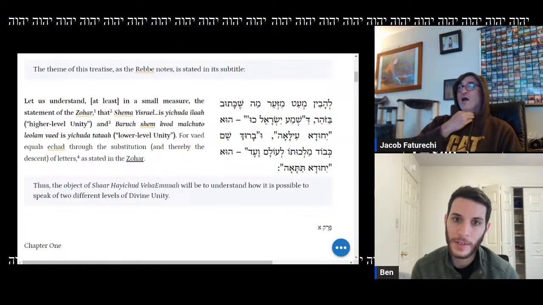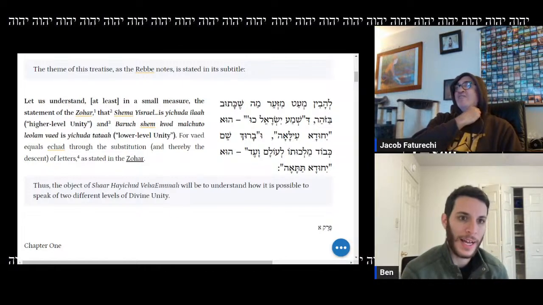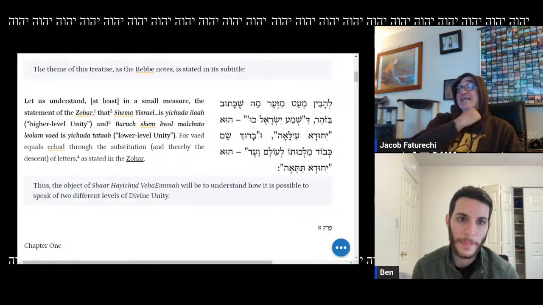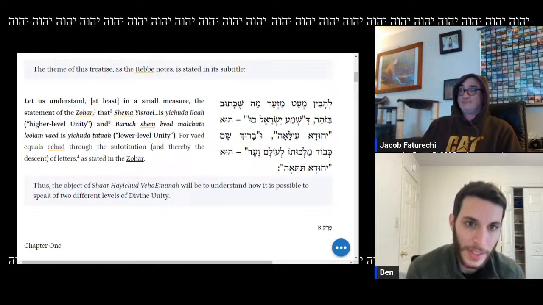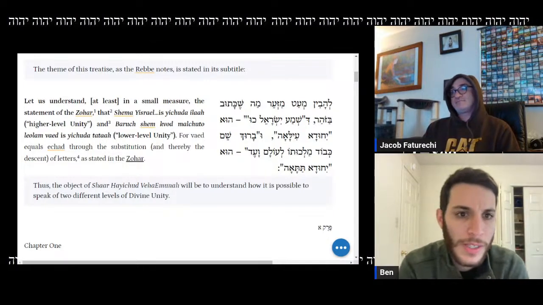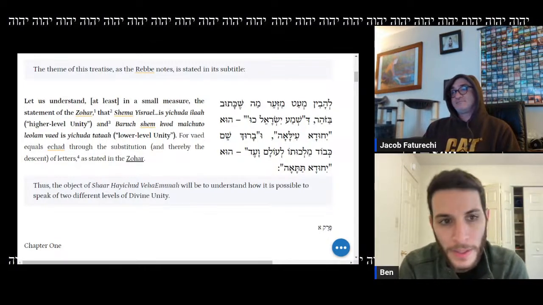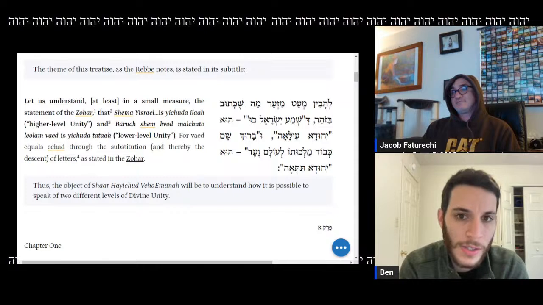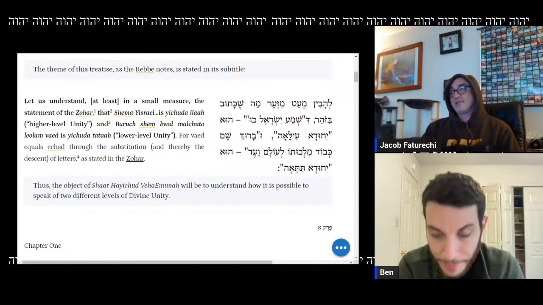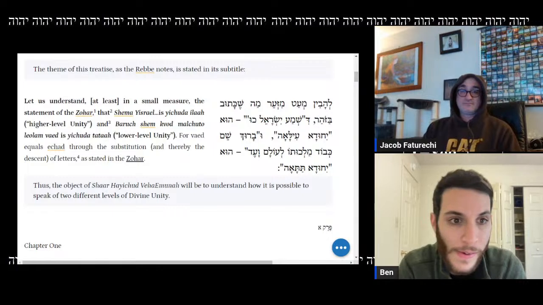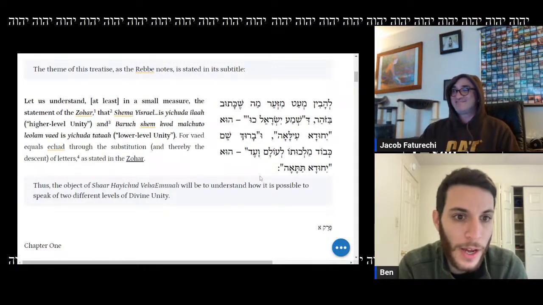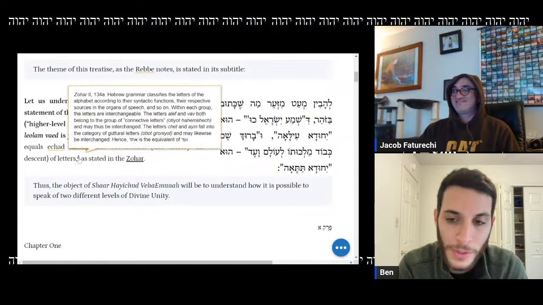Let us understand, at least in a small measure, the statement of the Zohar that Shema Yisrael is Yichuda Ila'ah, the higher level unity, and Baruch Shem Kvod Malchuto Le'olam Va'ed is Yichuda Tata'ah, the lower level of unity. Va'ed equals Echad through the substitution, and thereby the descent of letters as stated in the Zohar. Don't ask me how. So thus this is the object of Shaar HaYichud VeHaEmunah, which is the book that we're reading.